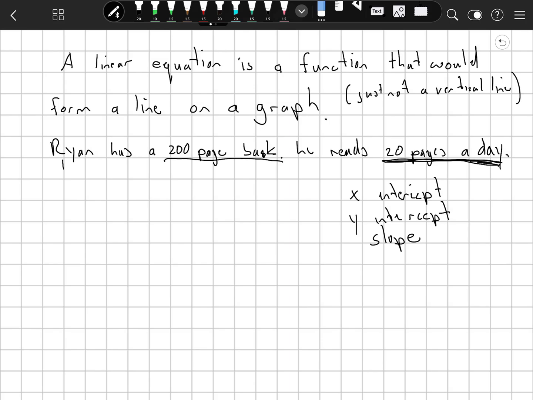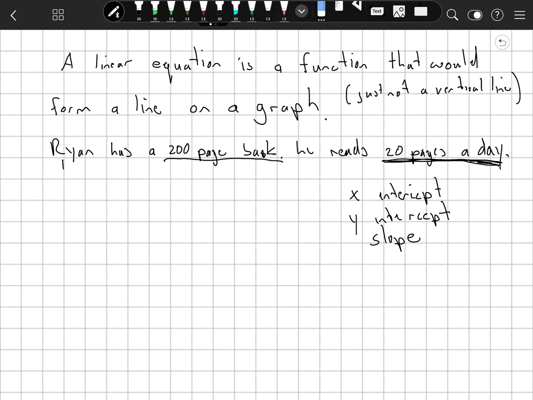Mr. Hansen. This is the introductory lesson for linear equations. A linear equation is a function that would form a line on a graph. Almost any line, just not a vertical line. A vertical line would not pass the vertical line test. Okay, let's take a look at a function here.